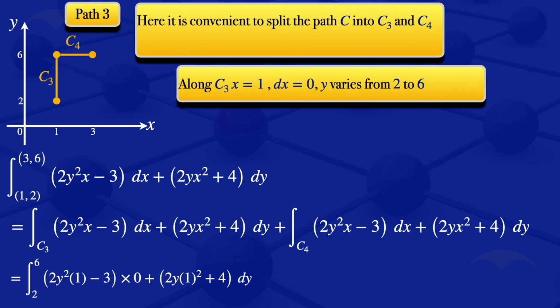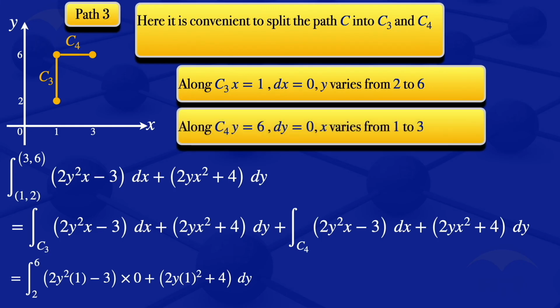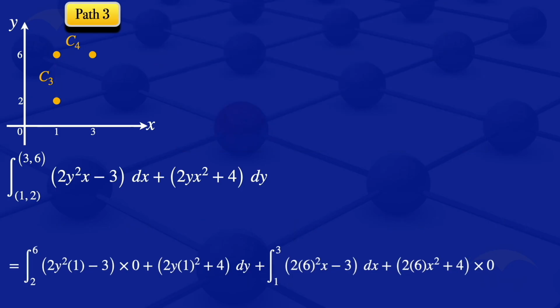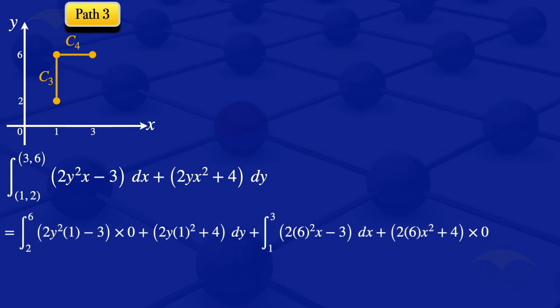Then go on and look at curve C4. Along C4, we see that y is equal to 6. It's a constant, so the dy there will be 0, and x is varying from 1 to 3. So if we substitute that into this integral there along the curve C4, we'll be having the integral from 1 to 3 of 2 times 6 squared times x minus 3 dx plus 2 times 6 times x squared plus 4 times 0. And then we go on and evaluate those integrals there.